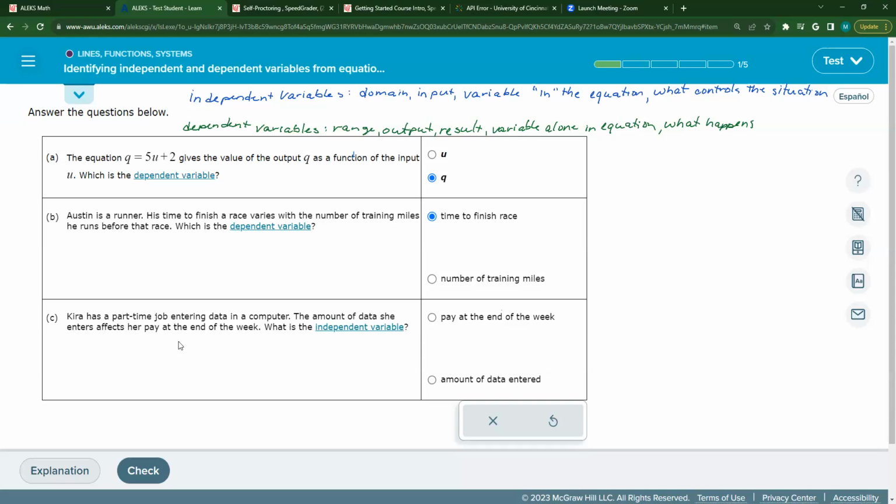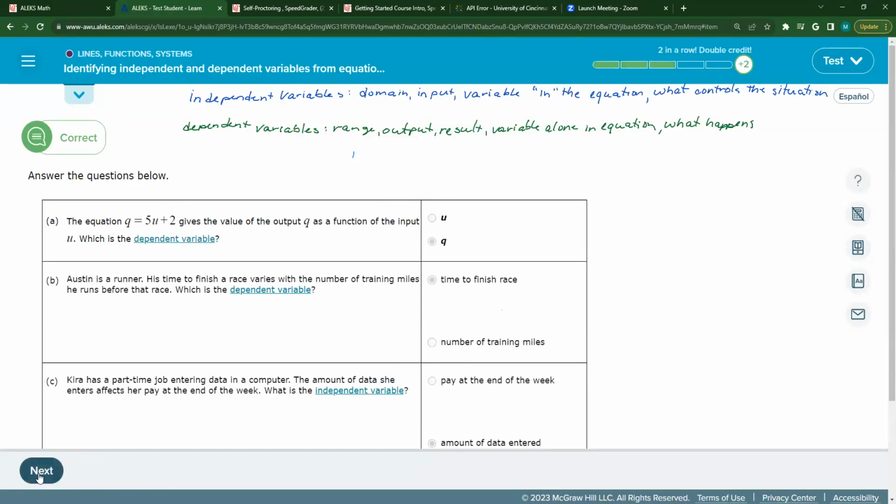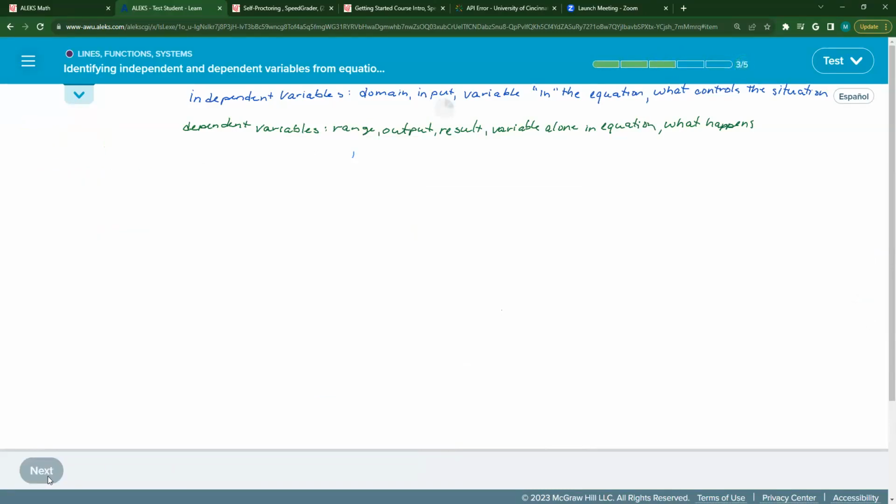Kira has a part-time job entering data into a computer. The amount of data she enters affects her pay at the end of the week. What is the independent variable? So what affects the what? The data affects the pay. She gets paid based on how much she gets done. So the amount of data entered is my independent variable. Oops, cancel. We're going to hit this button. So we're going to check our answer. All right, one more, and then we'll have this topic done.